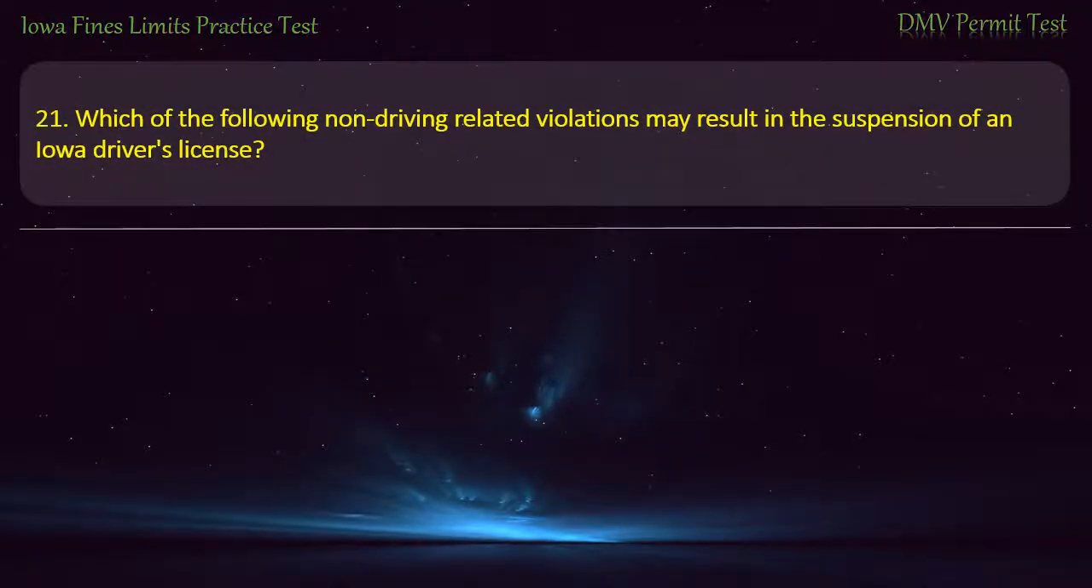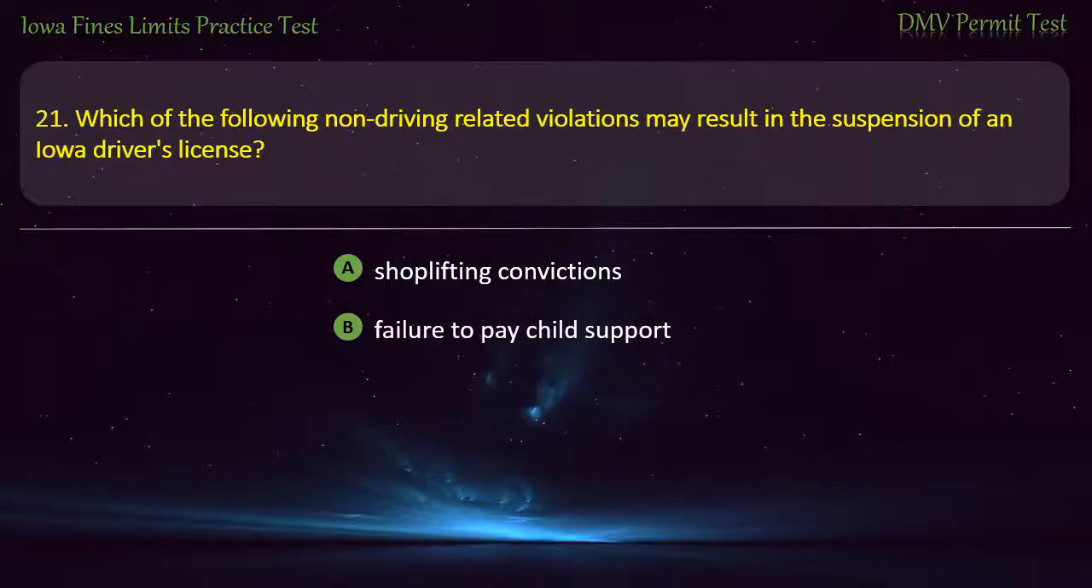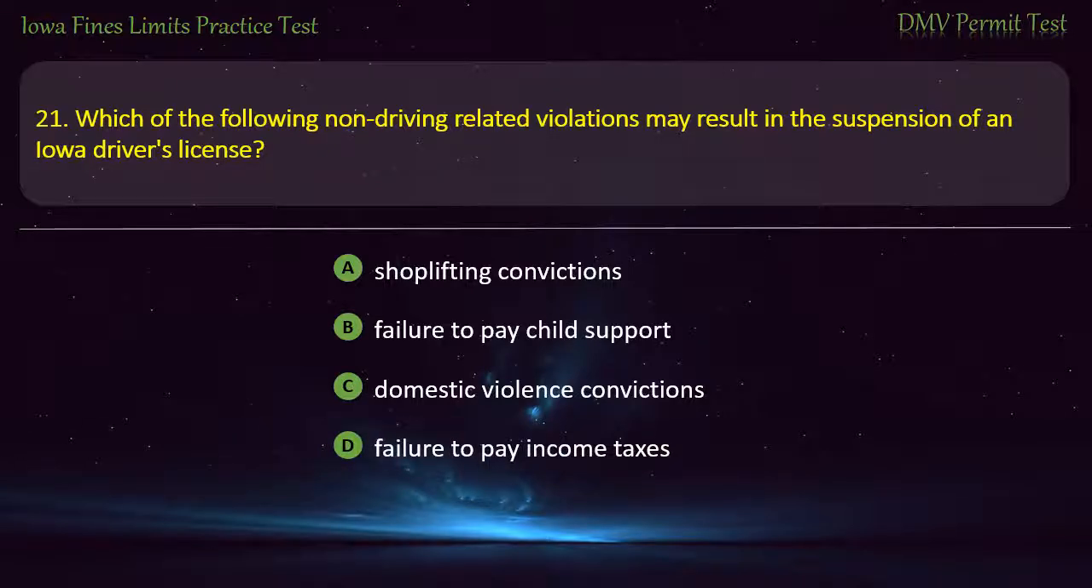Question 21. Which of the following non-driving related violations may result in the suspension of an Iowa driver's license? Shoplifting convictions. Failure to pay child support. Domestic violence convictions. Failure to pay income taxes. Answer. Failure to pay child support.